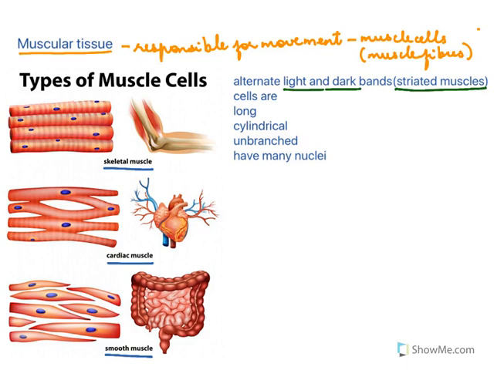We also see in the picture that they are very long. The cells are long. They are cylindrical. They are unbranched. And they have many nuclei. They're multi-nucleated, and you can see the nuclei here. They've got a number of nuclei, and they've got these dark and light bands. So these are the characteristics of striated muscles. And they are also voluntary muscles. Voluntary means they can be controlled by our will.